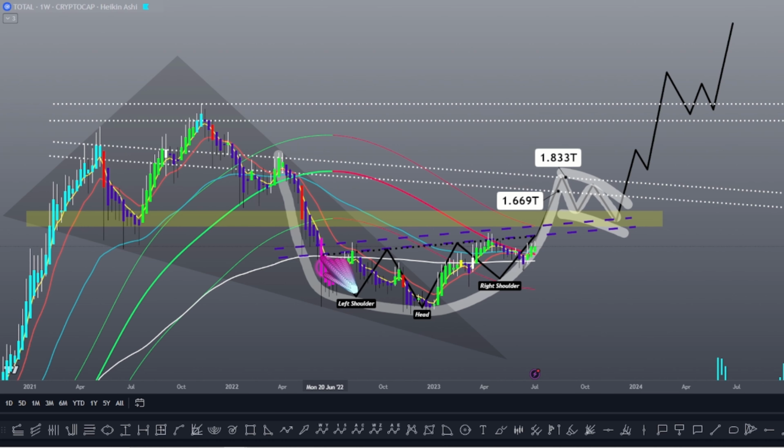we see here just a cup and handle. The bottom range of the cup and handle is built up with that head and shoulders pattern, like I mentioned.